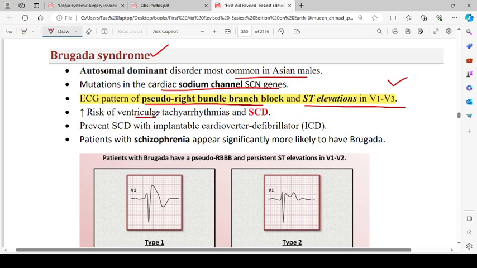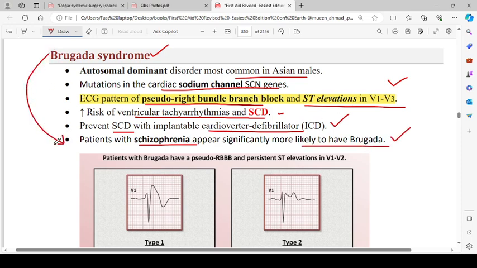Increased risk of ventricular tachyarrhythmias and sudden cardiac death is associated with Brugada syndrome, and that is a mutation in sodium cardiac channels. Prevent sudden cardiac death with an implantable cardioverter defibrillator (ICD). Patients with schizophrenia appear specifically more likely to have Brugada syndrome for some reason, but the people who have schizophrenia are also more likely to develop Brugada syndrome.